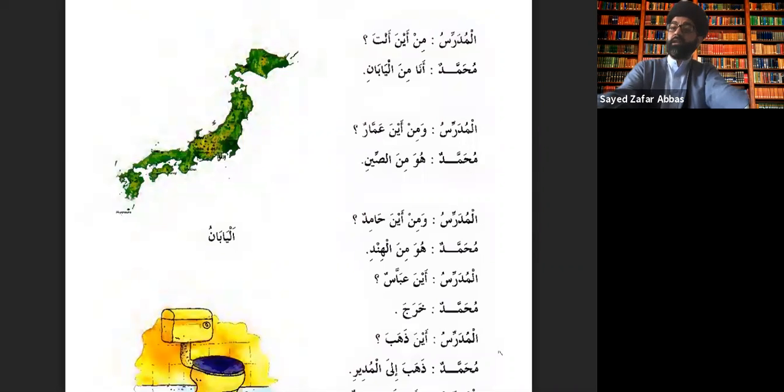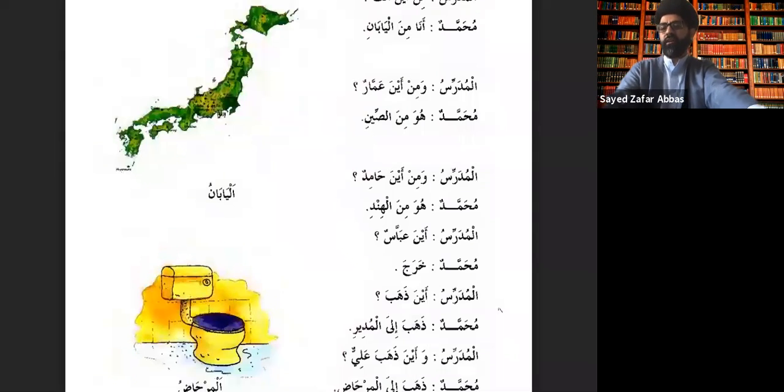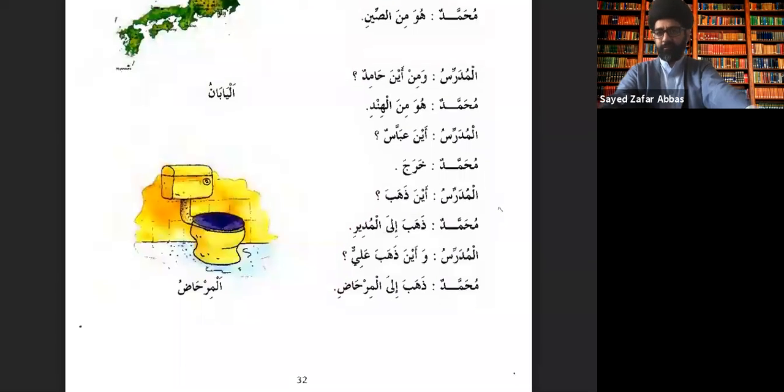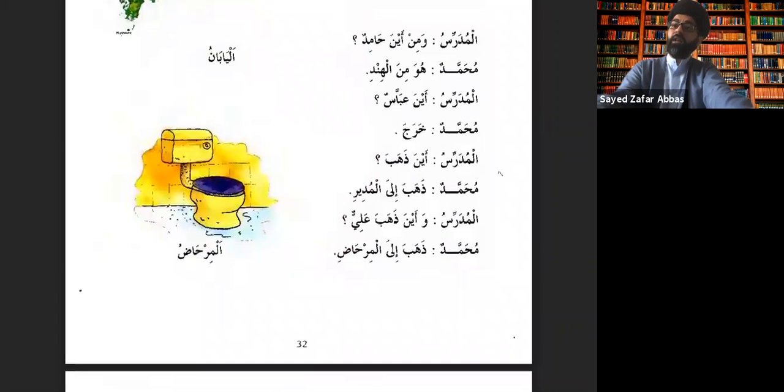Al-Mudarris: Wamin ayna Ammar? And where is Ammar from? So min, from. Muhammad: huwa min as-Sin. He is from China. In Arabic, as-Sin, China. Al-Mudarris: Wa min ayna Hamid? And where is Hamid from? Muhammad replies, huwa min al-Hind. He is from India. Al-Hind in Arabic is India.